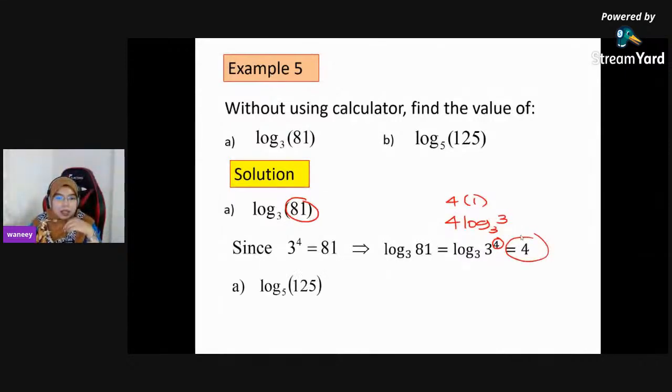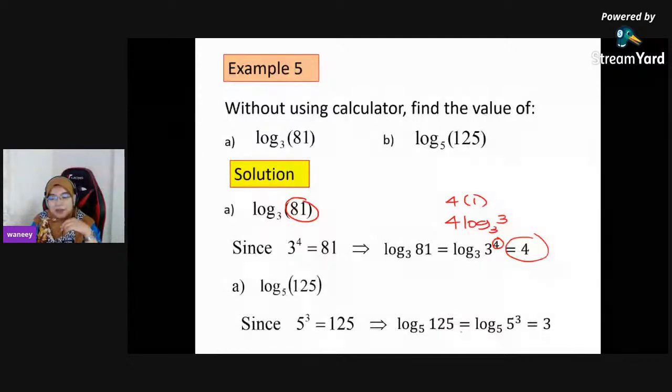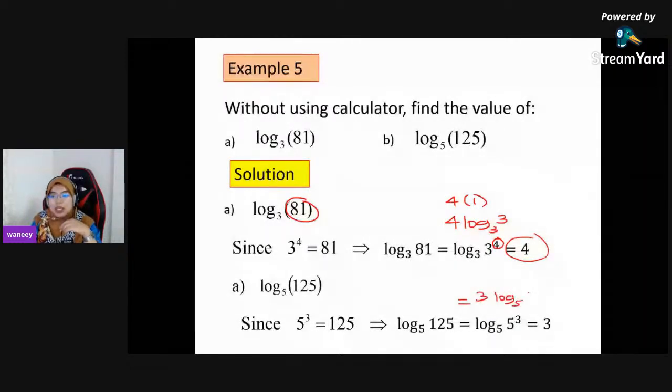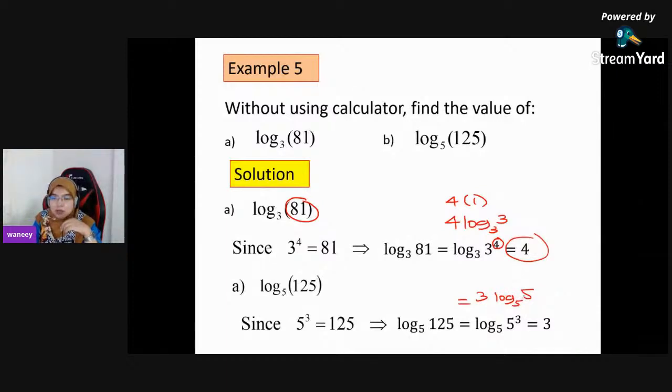And then B, log base 5 of 125. So find out first 5 to the power of what in order to get 125. So 5 cubed is actually equal to 125. So log base 5 of 125 is log base 5 of 5 cubed. So you're going to bring the power down. So 3 log base 5 of 5. And then log base 5 of 5 is actually equal to 1. So it will become 3 times 1. So that is how you get 3 at the end.